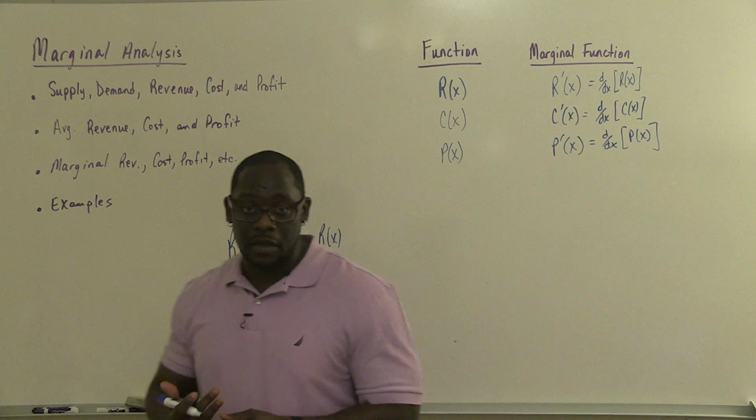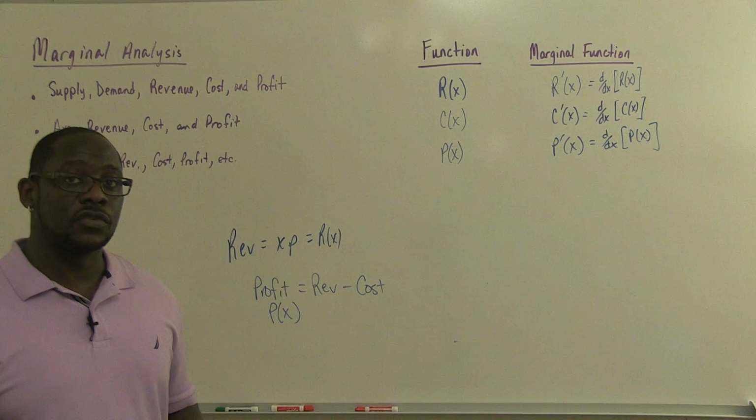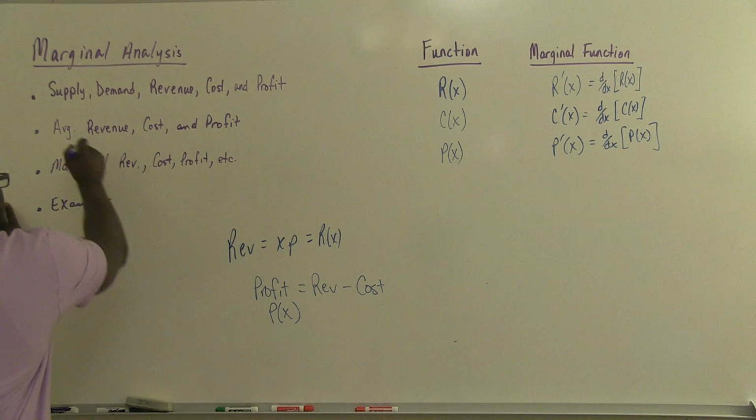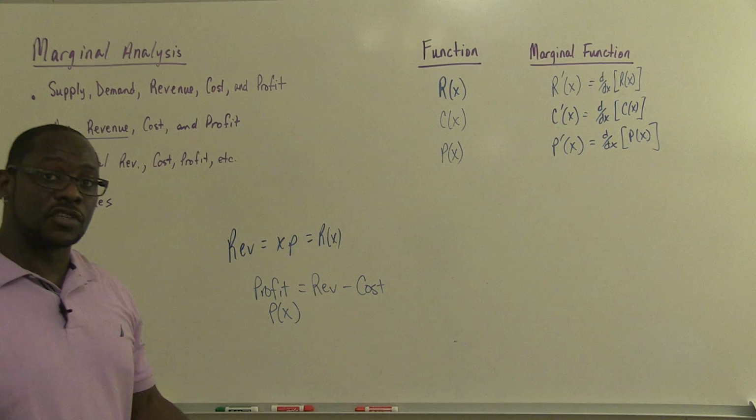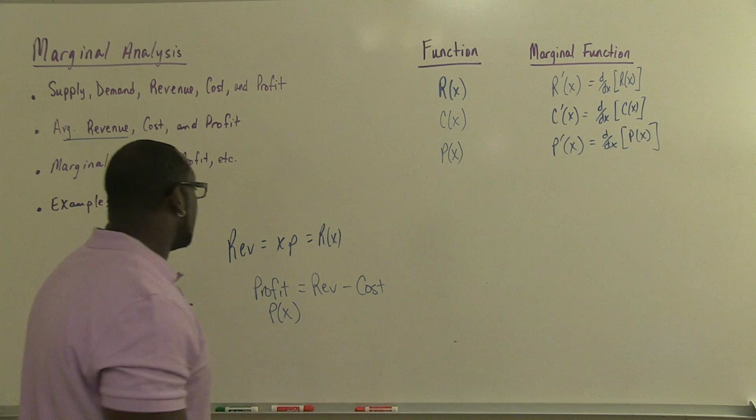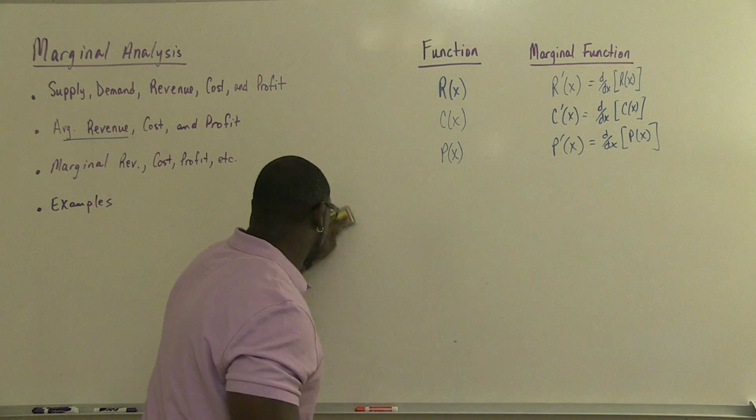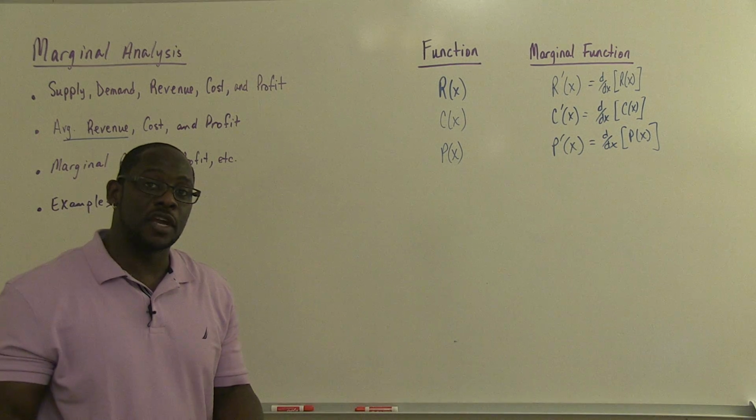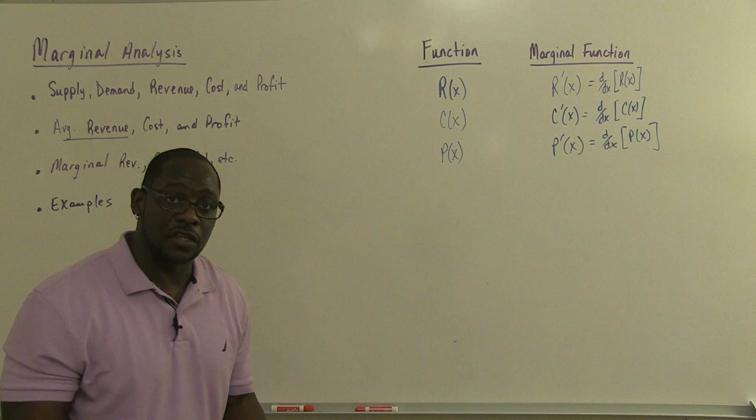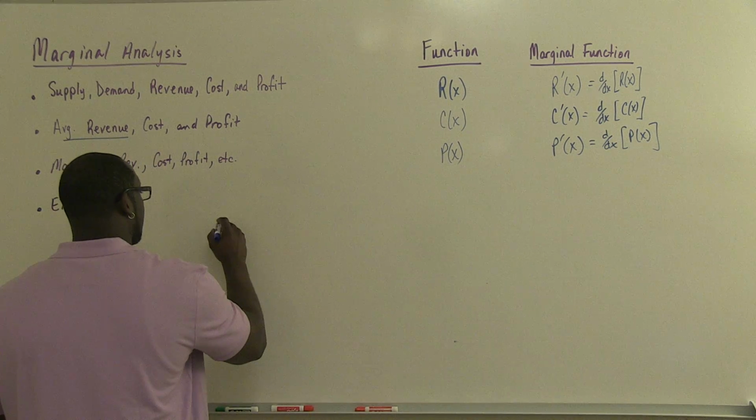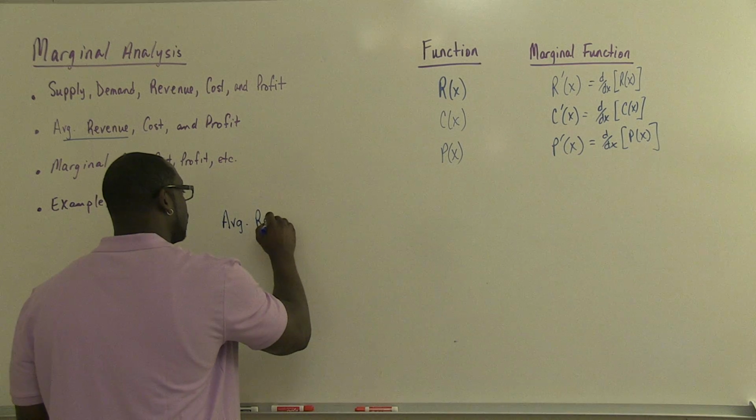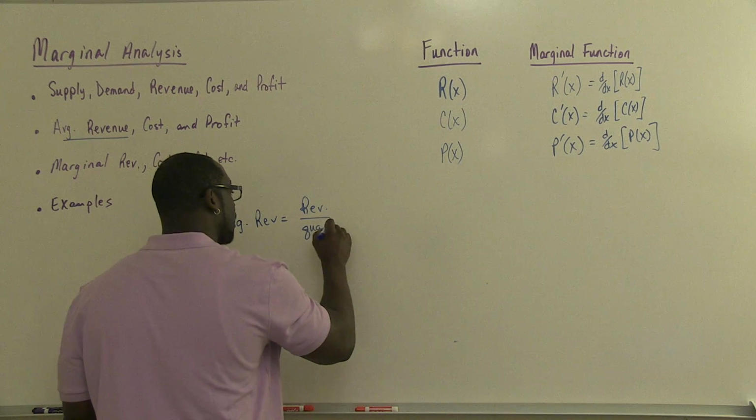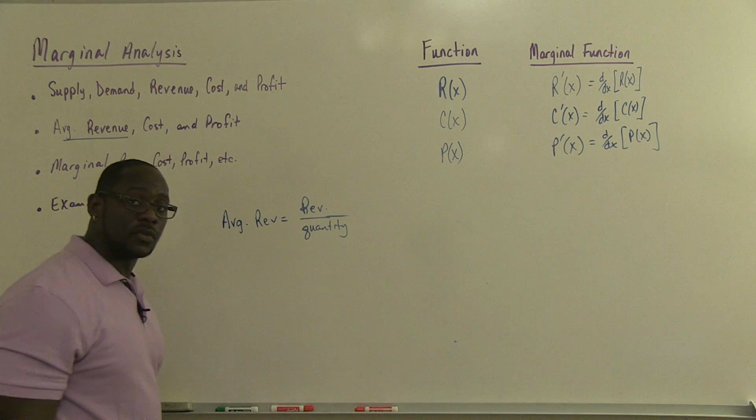Okay, so we've talked about supply and demand and how that feeds into revenue, cost, and profit. So the next thing that we want to do is talk about this concept of average revenue, average cost, average profit. In short, when we say average cost or average revenue or average profit, we're taking whatever it is that we're measuring and dividing it by the quantity of things we're selling. So for instance, for revenue, my average revenue would be the amount of revenue divided by the quantity that the revenue came from.